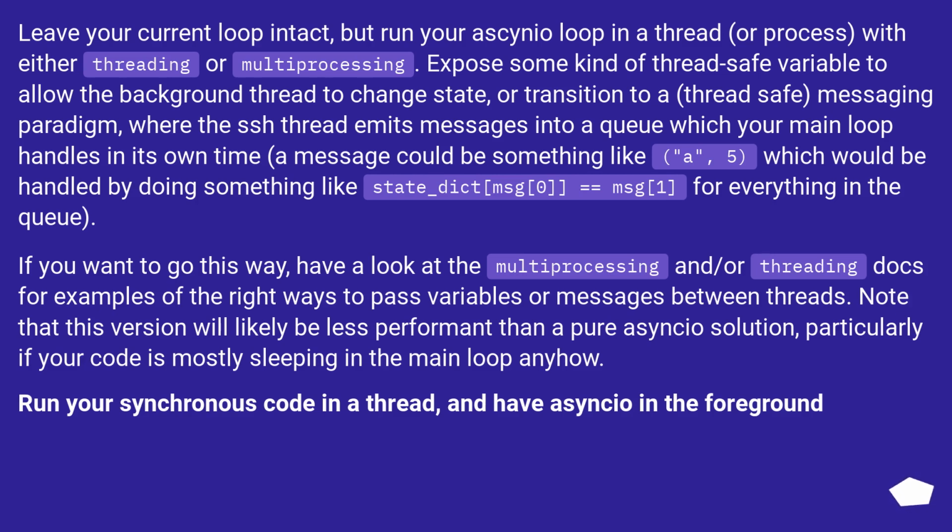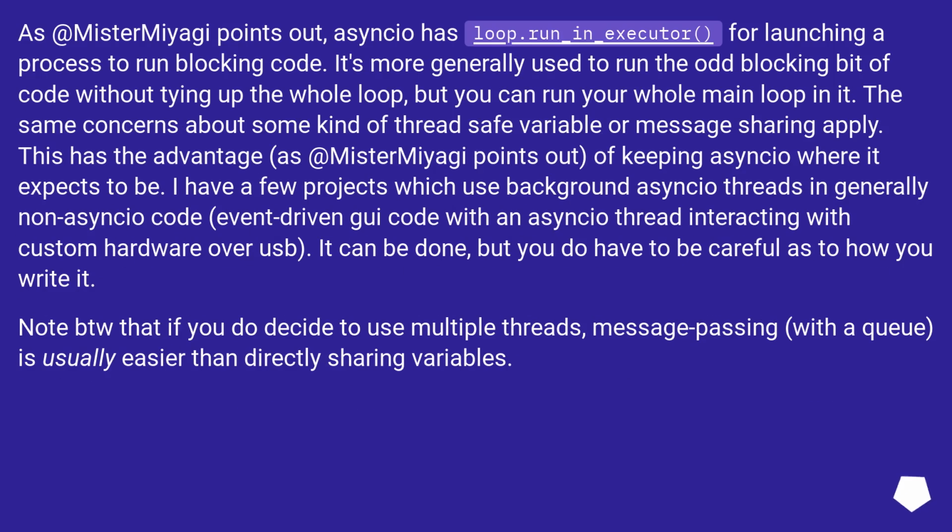Run your synchronous code in a thread, and have asyncio in the foreground. As Mr. Miyagi points out, asyncio has loop.run_in_executor for launching a process to run blocking code. It's more generally used to run the odd blocking bit of code without tying up the whole loop, but you can run your whole main loop in it. The same concerns about some kind of thread-safe variable or message sharing apply. This has the advantage, as Mr. Miyagi points out, of keeping asyncio where it expects to be.